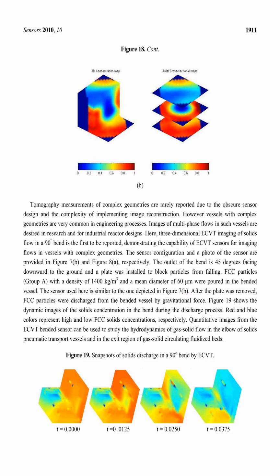After the plate was removed, FCC particles were discharged from the bended vessel by gravitational force. Figure 19 shows the dynamic images of the solid's concentration in the bend during the discharge process. Red and blue colors represent high and low FCC solids concentrations, respectively. Quantitative images from the ECVT bended sensor can be used to study the hydrodynamics of gas-solid flow in the elbow of solid pneumatic transport vessels and in the exit region of solid circulating fluidized beds.